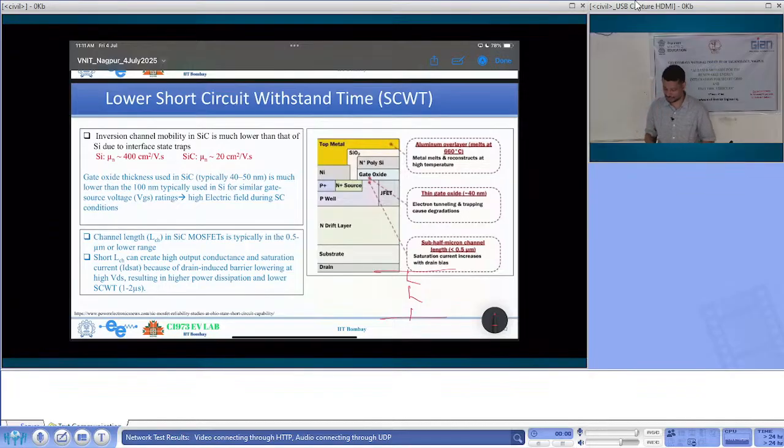There are a few more reasons which we need more time to understand, but I'll just list them down now. I want to go back and read. Silicon carbide devices have a much higher saturation current, and therefore whenever a short circuit happens, the current goes up very, very fast, right? And that creates a problem.